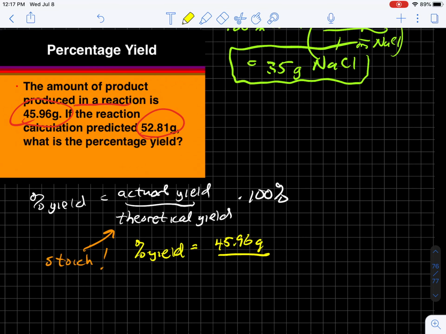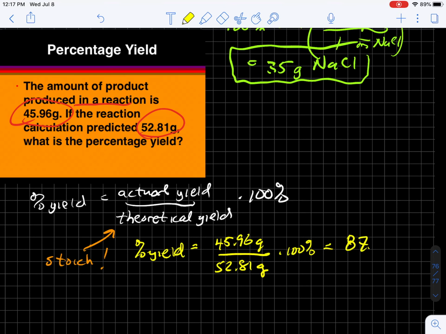Percent yield equals 45.96 grams. I don't know what chemical it is, so I'm not going to put the label. Divided by 52.81 grams, multiplied by 100%. 45.96 divided by 52.81, times 100, we get 87.03%.